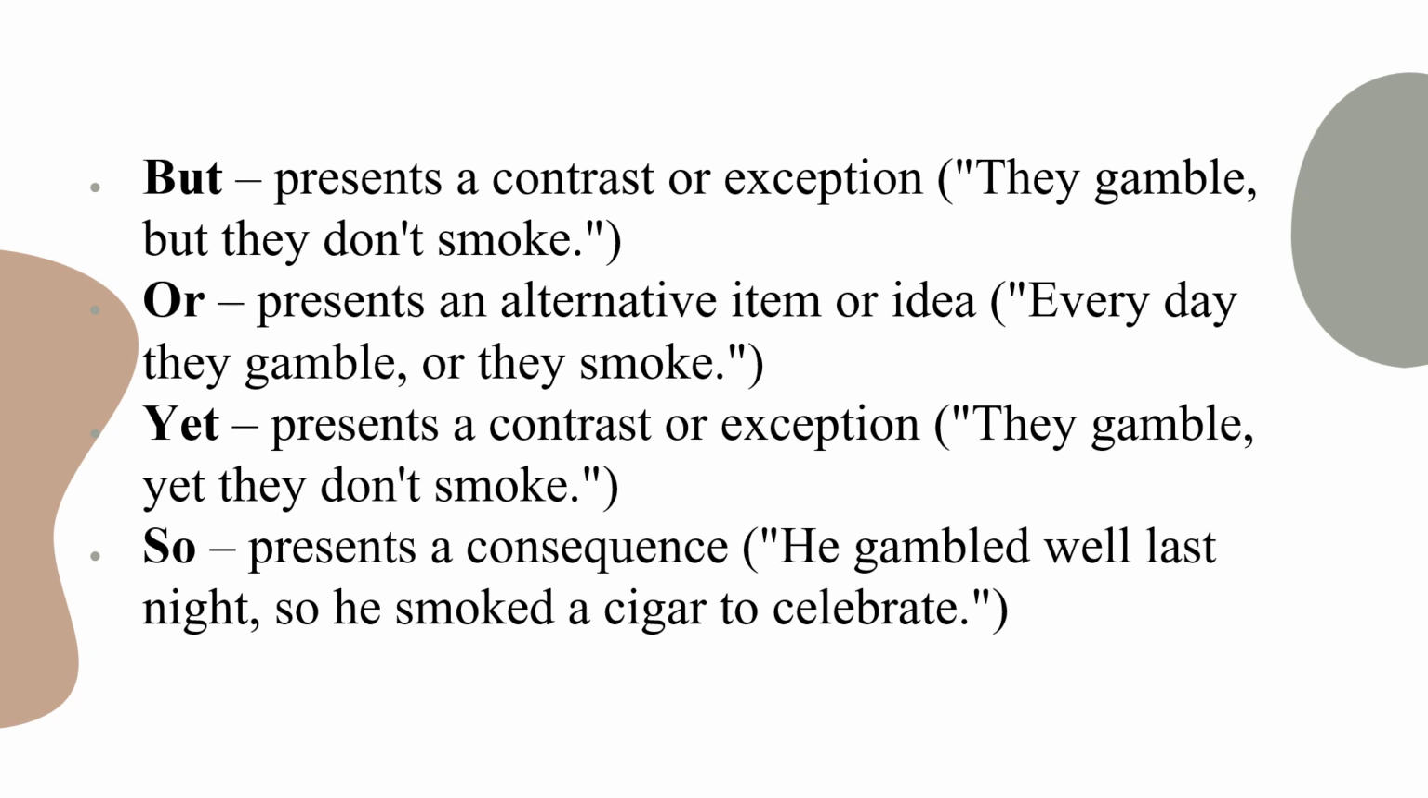And the last sentence that has been provided is so. So presents a consequence. "He gambled well last night, so he smoked a cigar to celebrate." Both ideas in these two sentences are similar to each other. The ideas are interconnected, as a result of which they have been joined with the coordinating conjunction so, to show the result or consequence of something. Since he gambled well last night, he smoked a cigar to celebrate. So both the ideas are interrelated or intertwined with each other.